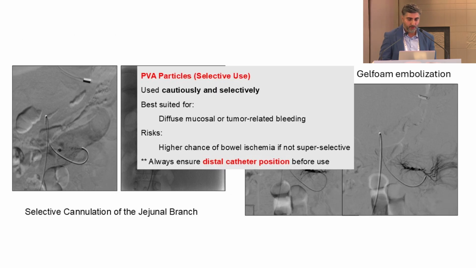PVA particles should be used cautiously and selectively, and are best suited for tumor-related bleeding. There's a higher chance of bowel ischemia if not super selective. So always ensure that you have a distal catheter position before use of PVA particles.